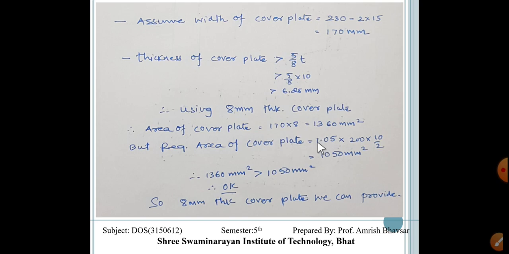So we have the equation for that, that is 1.05 multiplied by the width of plate and half of the thickness, because the thickness must be divided in two parts, since here it is a double cover butt joint. So the required area is 1050, and we have an area of 1360. So it is more than the required, so we can take 8 mm thickness as the cover plate thickness.